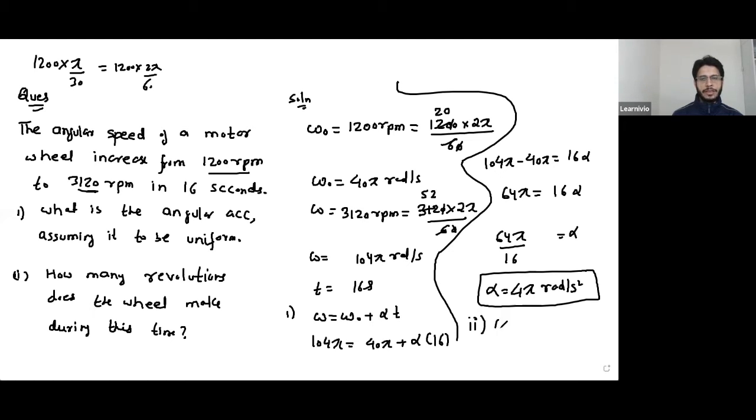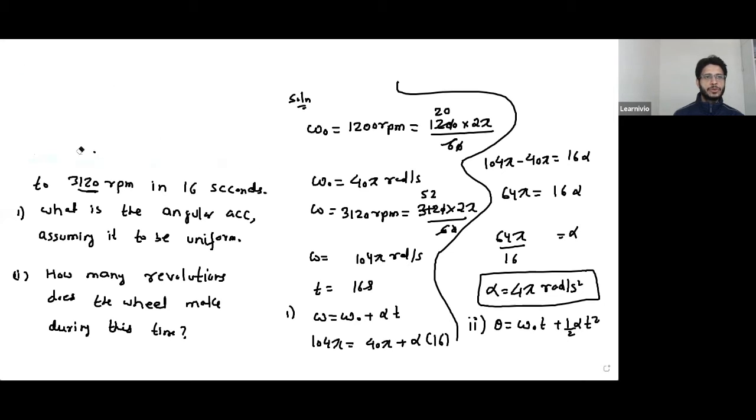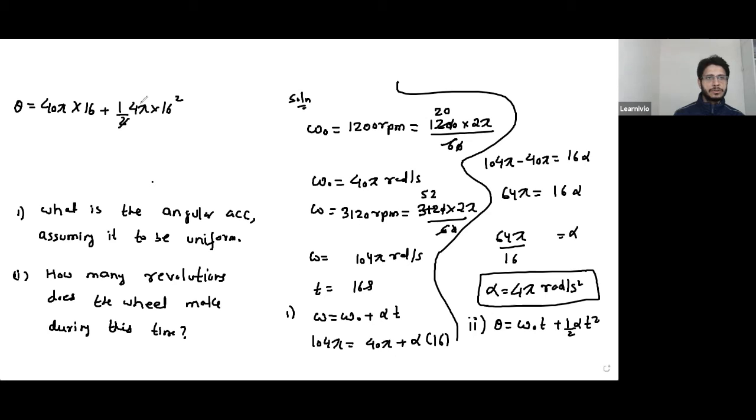And the second part, you're supposed to calculate theta, which is omega naught t plus half alpha t square. If I make all these substitutions, then theta is omega naught. How much is omega naught? Omega naught is 40 pi. T is 16, plus half alpha. Alpha is 4 pi into 16 square. So this is 2. So theta is 640 pi plus 256 into 2. 256 into 2 is 512 pi.